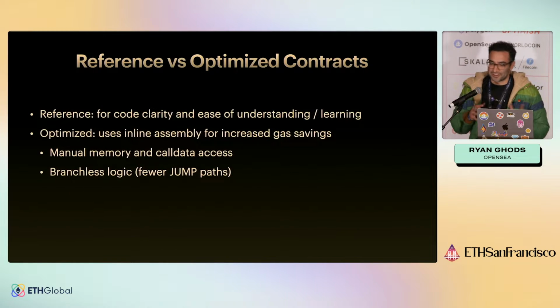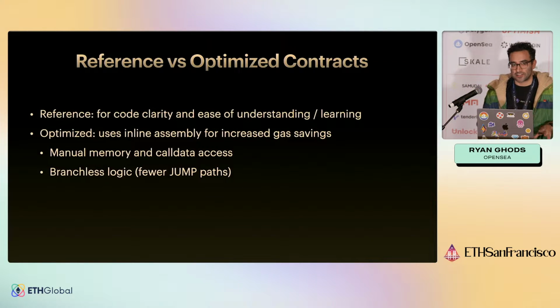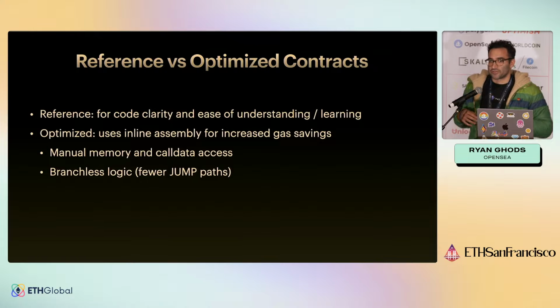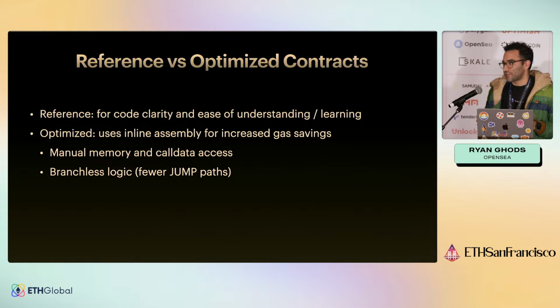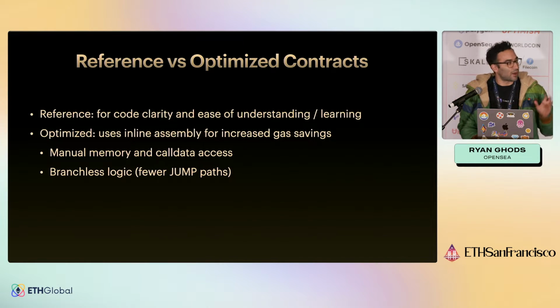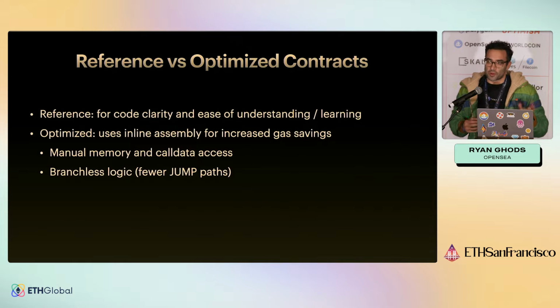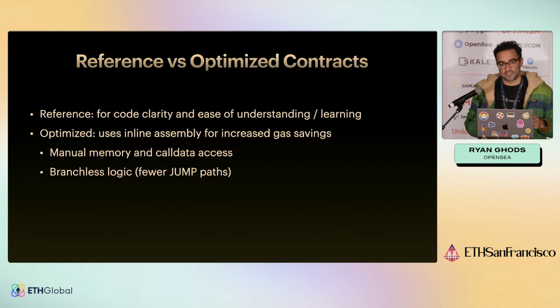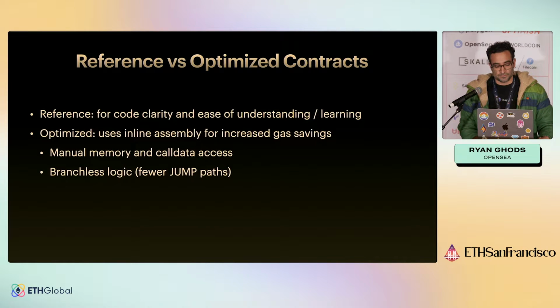If you've ever gone to the Seaport repository, we have a set of optimized contracts and a set of reference contracts. If you're trying to learn what's going on, it's nice to go to the reference contracts and read the code, and it's quite digestible. The optimized contracts use a lot more inline assembly and little tricks to help reduce the gas usage of the contracts.